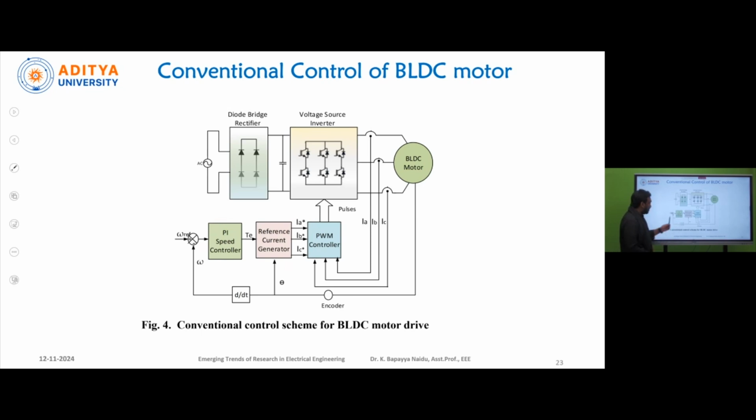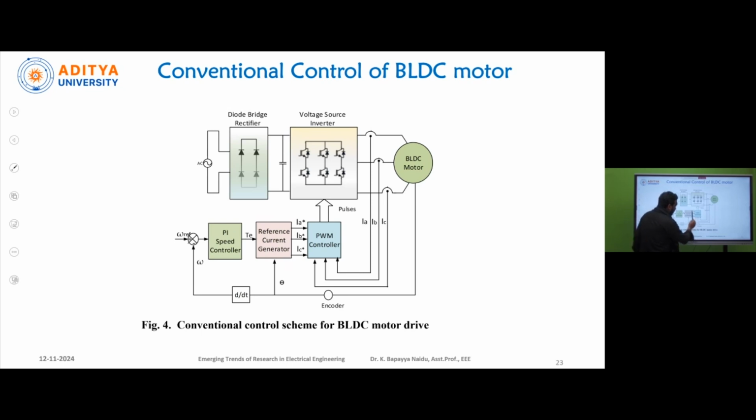The output of this PI speed controller is given to this reference current generator. The reference current generator generates three reference currents according to the phase currents. IA star denotes the reference current flowing through phase winding A, IB star denotes the phase current which flows through phase B, and IC star represents the phase current which flows through phase winding C.